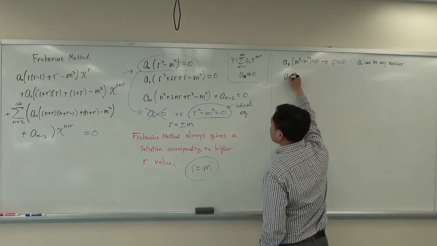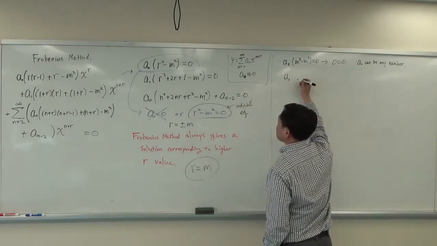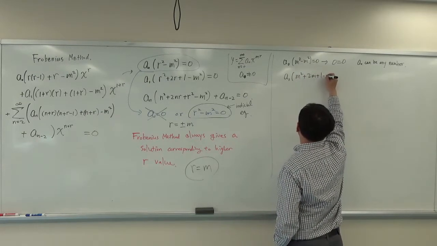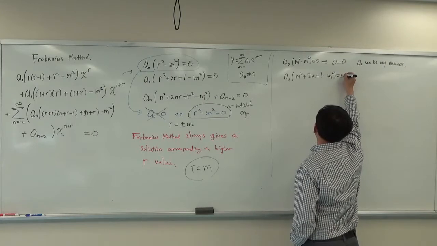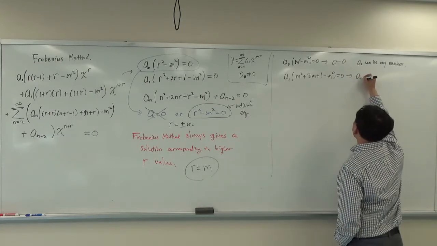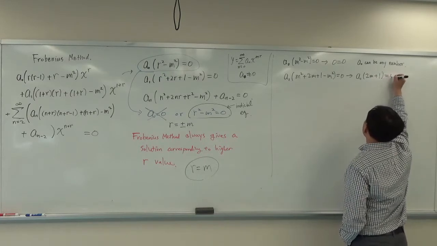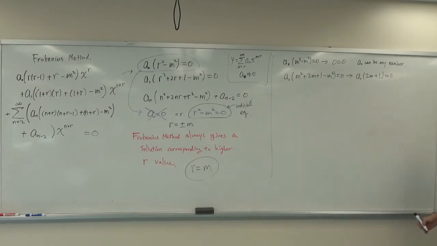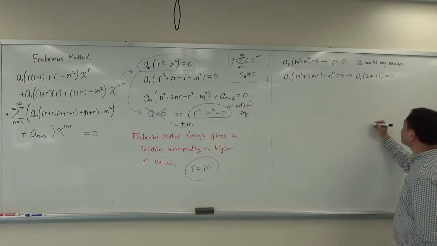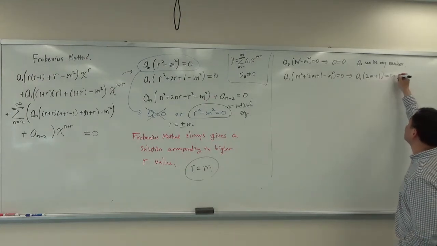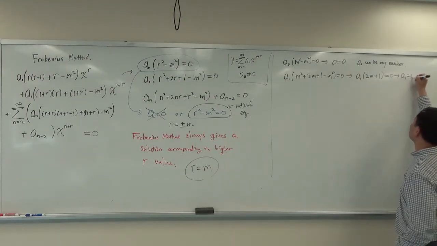Now if you plug in r equals m here, you get m squared plus 2m plus 1 minus m squared equal to 0, which gives you that a1 times (2m plus 1) equals 0. And in this case, because we're working with m integers, this is never 0, so you end up with a1 being 0.